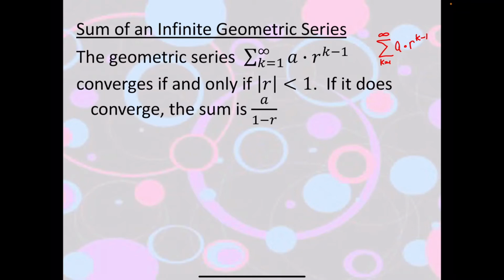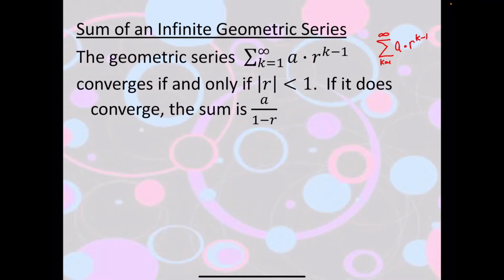Okay, this geometric series converges if and only if the absolute value of r, the common ratio, is less than 1. And if it does converge, then the sum is a over 1 minus r. All right, so we're going to use that formula.